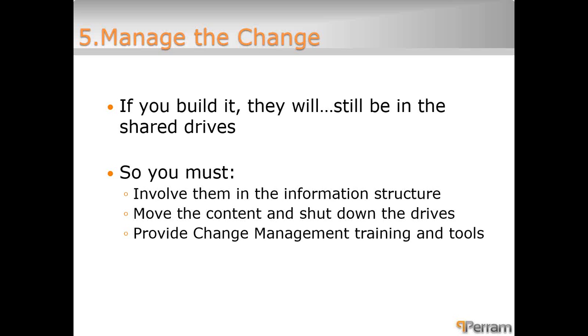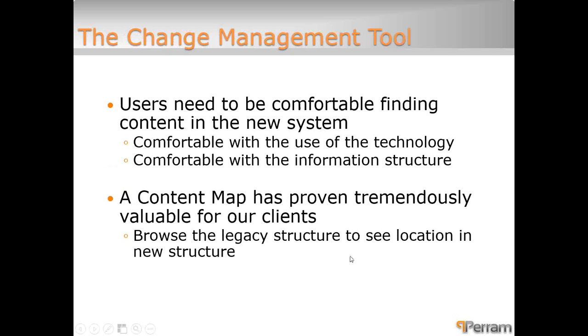We need a plan for how to get them into the system. That means the information structure I'm talking about needs to be there. They need to be able to relate to it. We need to move the content, shut down the shared drive, so there's no competition with the enterprise content management system. And we need to get this change management piece right so that we support the users in this transition. That really means supporting their adoption of two parts of this. Again, pull apart the ECM system and realize that we're talking about technology and we're talking about a new information structure, and provide change management training on those separately.